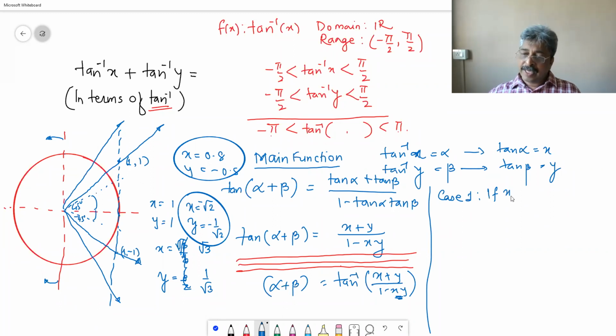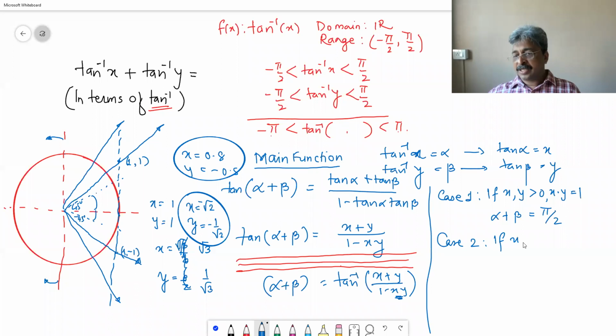If x, y both are greater than 0 and x into y equal to 1, the answer is alpha plus beta is equal to pi by 2. Case 2. If x, y is less than 0 and x into y is equal to 1, alpha plus beta is equal to minus pi by 2.